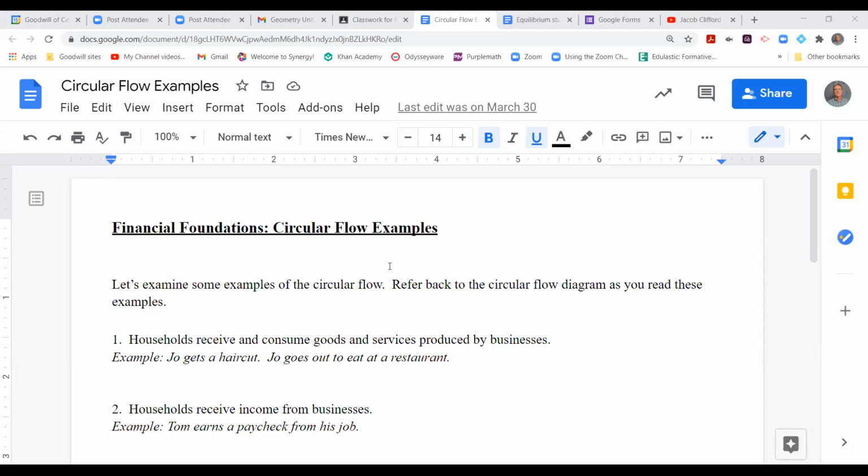So you can come up with as many examples as you can imagine, just by thinking about those connections, those relationships. So any questions about the circular flow?